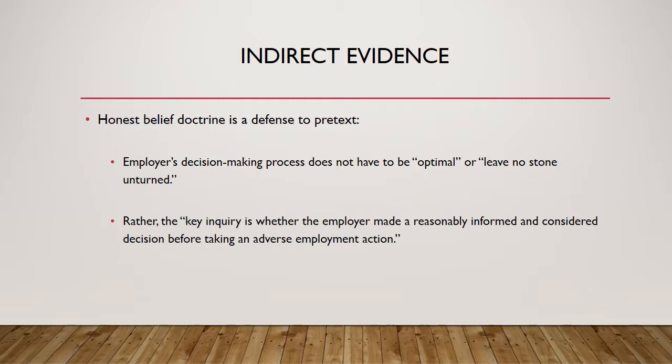Rather, they just have to show that the employer made a reasonably informed and considered decision before taking the adverse employment action. In the scenario I just gave, if they interviewed 3 employees and those employees supported that the plaintiff violated the safety policy, then they've got a reasonable basis before them. They made a reasonably informed decision by talking to various people. They gathered information on it. They may not have had an optimal investigation and left no stone unturned, but they did enough and had particularized facts before them to support their belief that the employee committed a safety violation and therefore should be terminated.